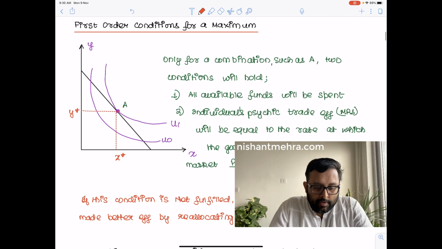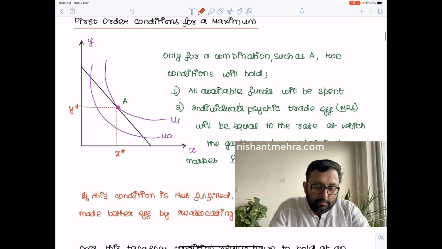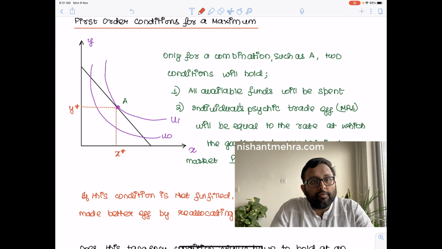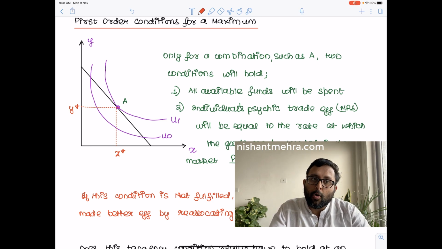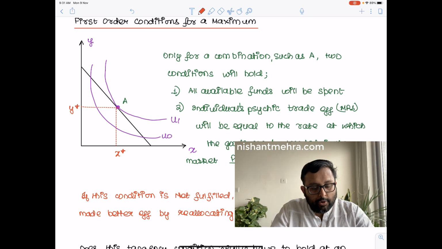So you have drawn the budget constraint and you have drawn the indifference curves, and you're trying to find out what is the highest indifference curve I can achieve given this budget constraint. So of course U0 is not the highest, but U1 is the highest, right? At U1 the indifference curve is just touching the budget constraint, and at that particular point one thing is satisfied, that all amounts are spent. At U0 all amounts are not spent. At U1 all amounts are spent.